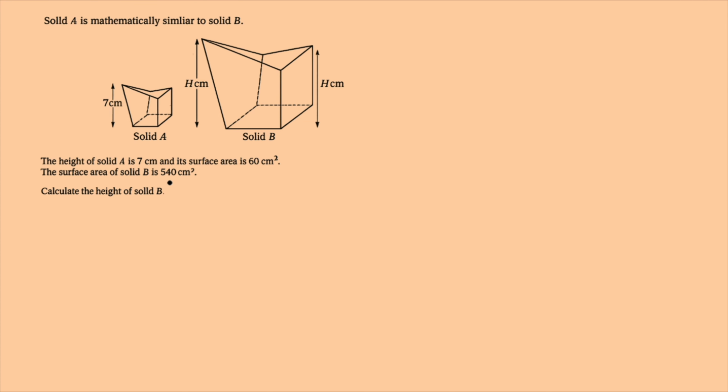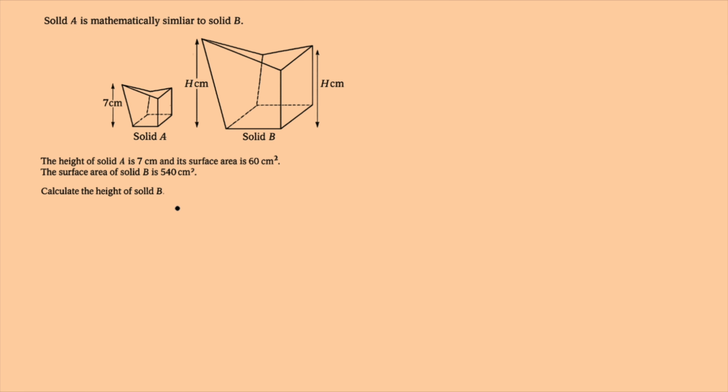So today we are going to be looking at this question. It says that solid A is mathematically similar to solid B. The height of solid A is 7 centimeters and its surface area is 60 centimeters squared. The surface area of solid B is 540 centimeters squared. Calculate the height of solid B.